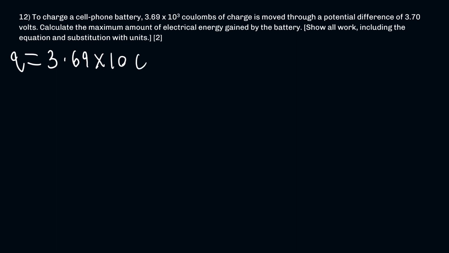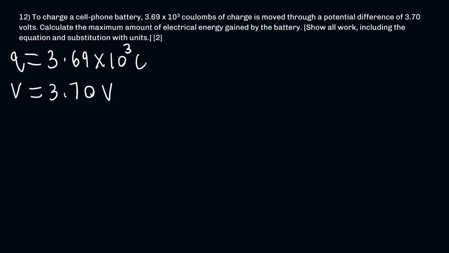All right, the next thing that I'm given here in the question is that I have a potential difference of 3.70 volts. Again, looking at the reference table, I look for a potential difference on the right side, and I see here that potential difference is going to be V. So I have here that V is then equal to 3.70 volts. So that unit is just V for this.